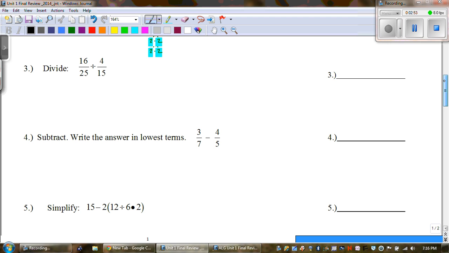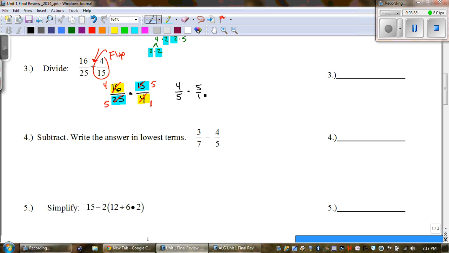Dividing fractions. Whenever we see division, we want to flip. The first fraction stays the same, 16 over 25. We're flipping the second one and it changes to multiplication. The 15 goes on top and the 4 goes on the bottom. Okay, we need to look at our corners to see if we can cross reduce. The 16 and the 4, we can divide both of those by 4. So we get 4 and 1. And the 25 and the 15, we can divide both of those by 5. Okay, so what we're left with is 4 over 5 times 5 over 1.